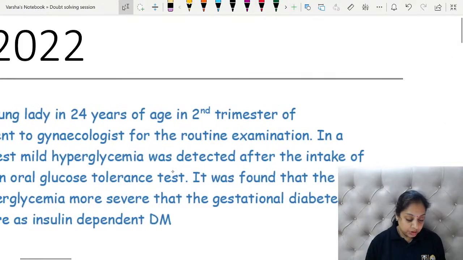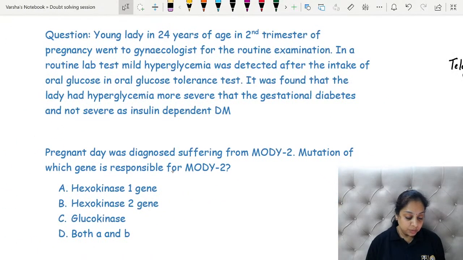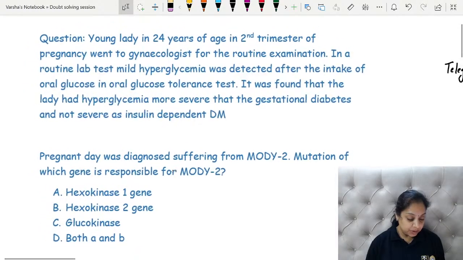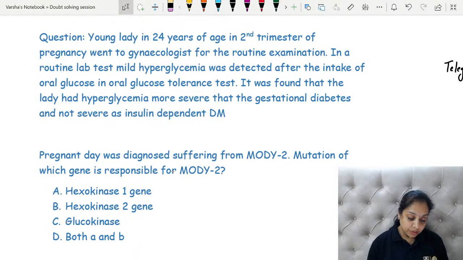Usually I get so many questions related to MODY, and this is one a student asked me about. It's about a lady who is pregnant, in the second trimester of pregnancy. She took the OGTT, and there was not a huge difference from the normal glucose tolerance test. So doctors figured out she was suffering from MODY2. A mutation of which gene is responsible for MODY2?